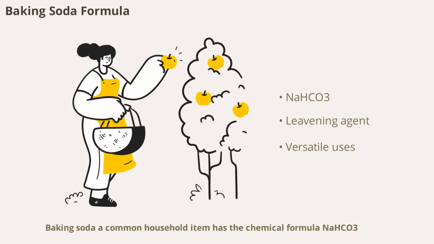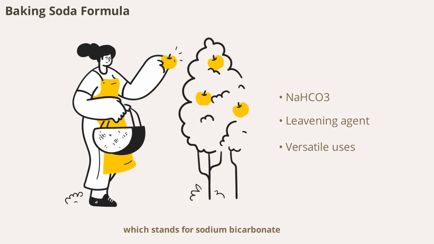Baking soda, a common household item, has the chemical formula NaHCO3, which stands for sodium bicarbonate. It's widely used in baking as a leavening agent, helping dough rise. Besides cooking, it's also used for cleaning, deodorizing, and even in some medical applications for neutralizing acids.